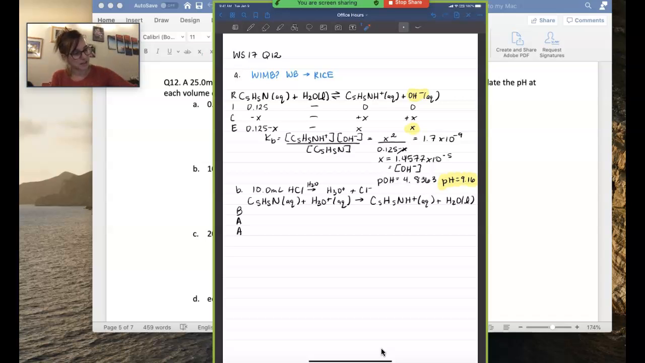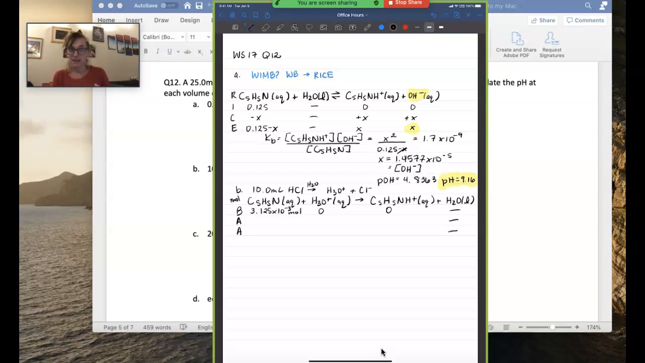All right, when you do a Baugh table, don't forget to work in moles. We have 25 milliliters of a 0.125 molar pyridine solution. So from there, you have to figure out how many moles are in my beaker initially before I add anything. And you would get 3.125 times 10 to the negative third moles. The hydronium ions, almost zero, so we'll just say 0. Conjugate acid is 0, and then we do not include water.